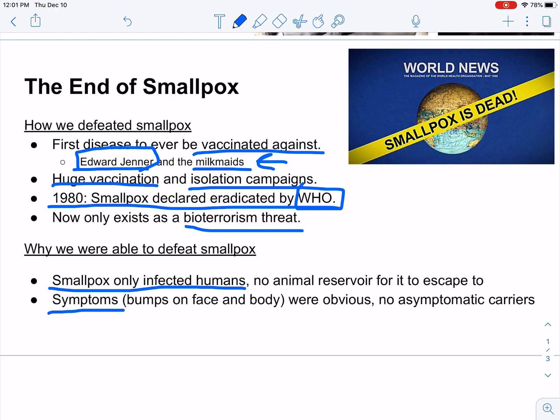The symptoms were also extremely obvious. These bumps, especially on the face, were easily identifiable. There were no asymptomatic carriers of this disease. So unlike something like hepatitis B, which we talked about, where there's lots of asymptomatic carriers who are unknowingly spreading it, that couldn't happen with smallpox. So all of that made it relatively easy to manage and combat, and now we have eradicated it.